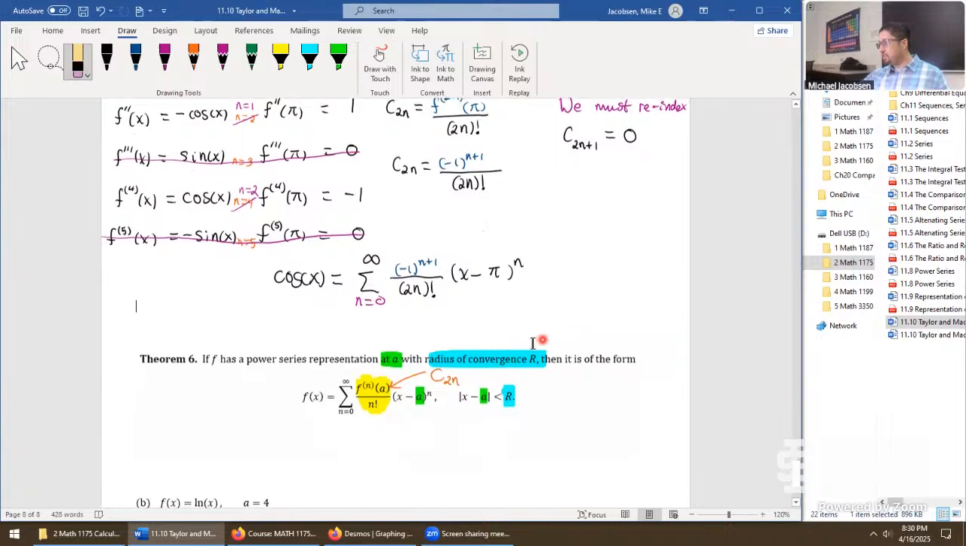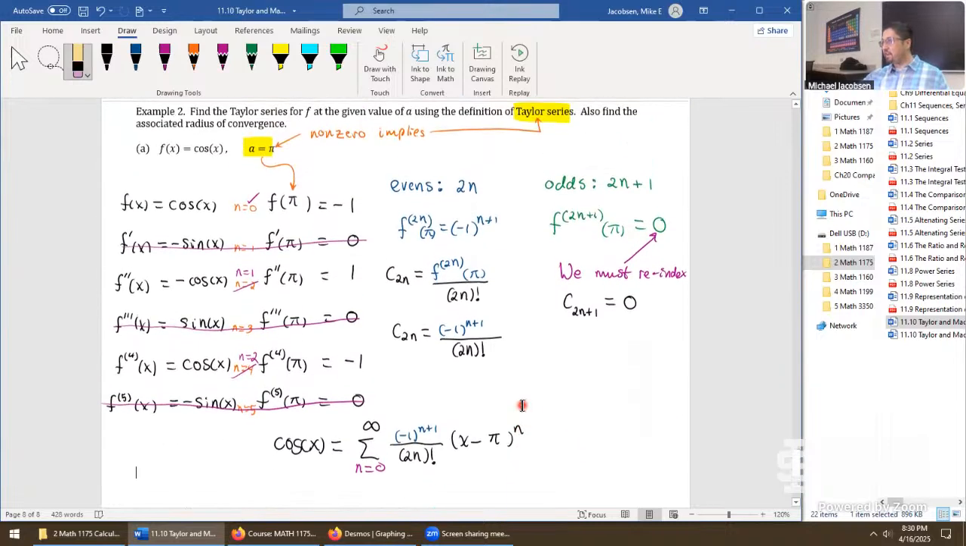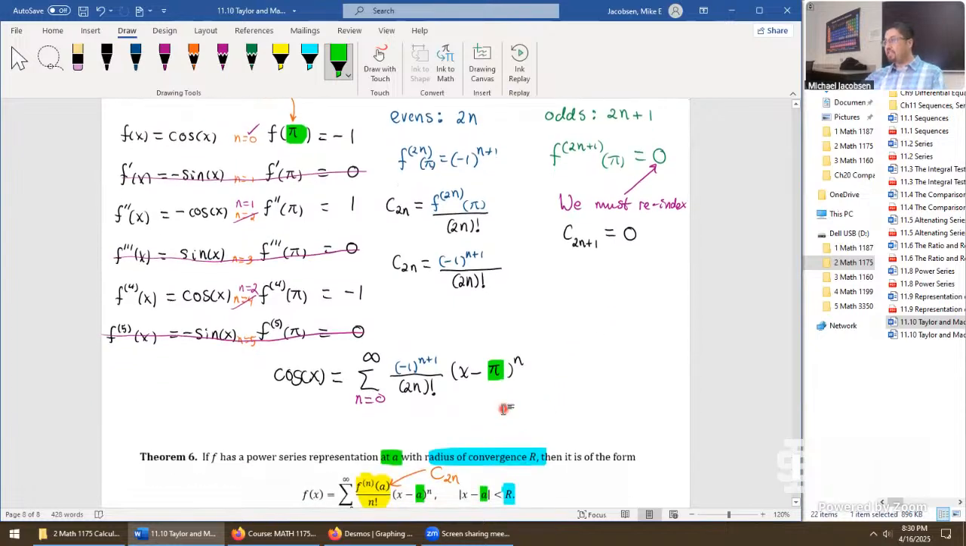But let me see here. Let me match up the color coding a little bit better. Looks like we're using green to represent the center of power series, so we might as well keep that up. So that's how we get to the very end.